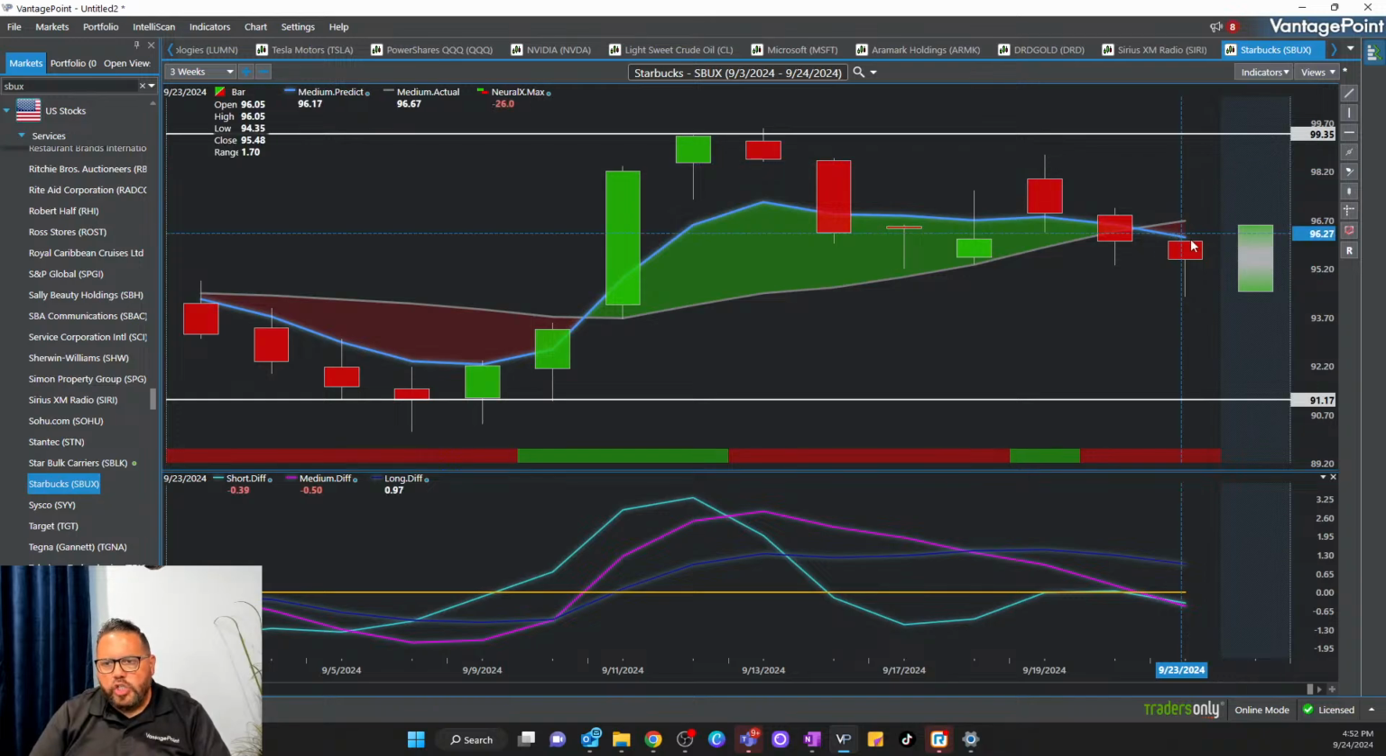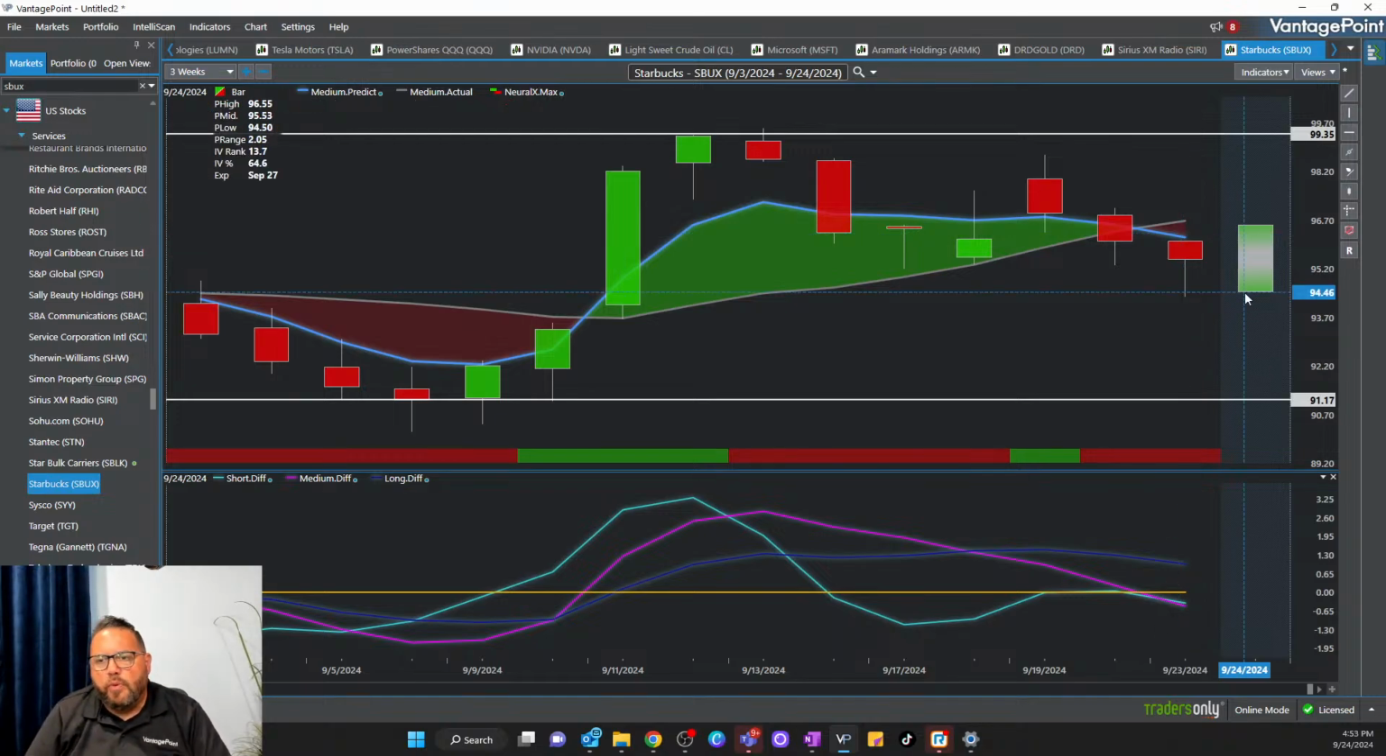Red line, red shaded area. The blue line is saying trend is expected to move lower. The neural index is red. Momentum is rolling over and going from bullish now to bearish, indicating Starbies is expected to be lower today. VantagePoint had a low projected at 94.50. Starbies went to 94.19.